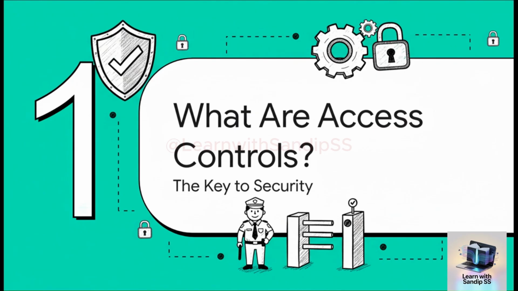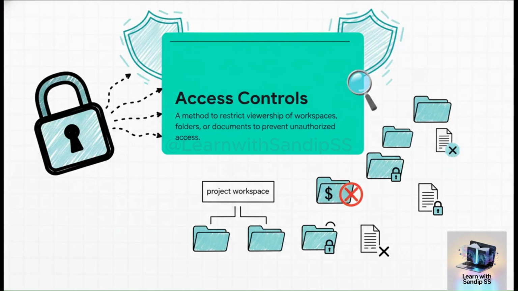Let's start by defining what they are. You can think of them as your project's own digital security guard. So what are they, really? In SAP Ariba, access controls are, at their simplest, a way to restrict who can see what. But their real power is in just how precise they are. You can lock down an entire project workspace, or just a single folder that holds sensitive supplier bids, or you can even go as granular as one specific document. It's all about preventing unauthorized eyes at every single level.